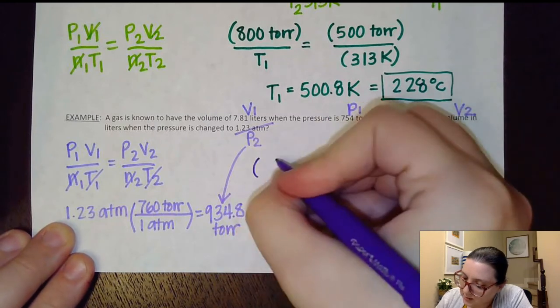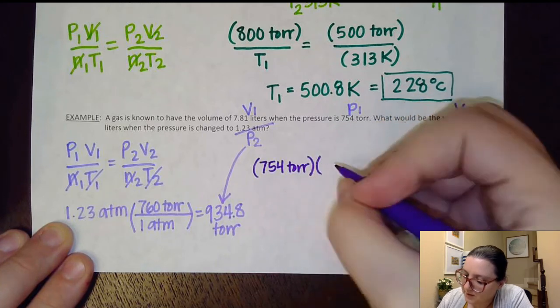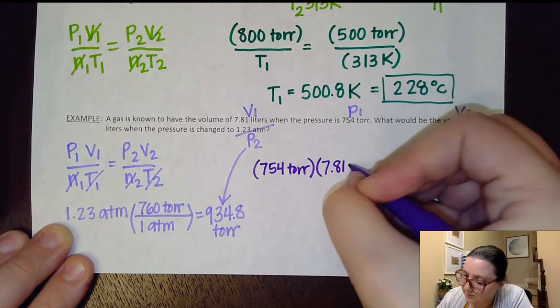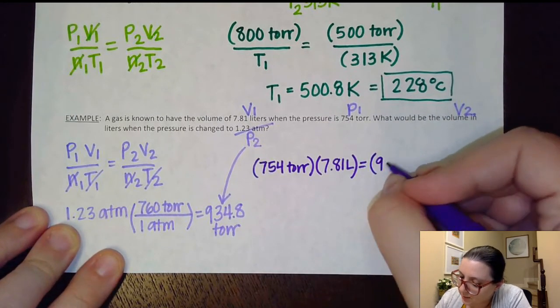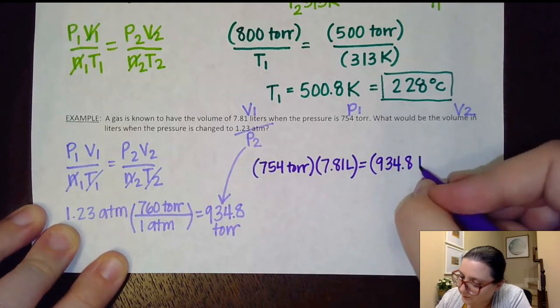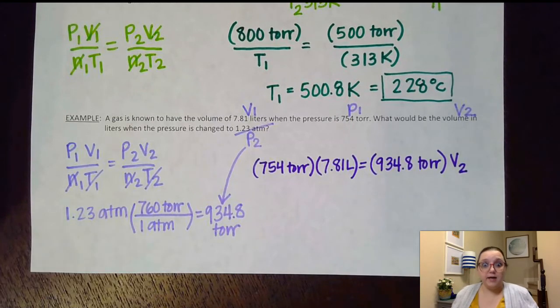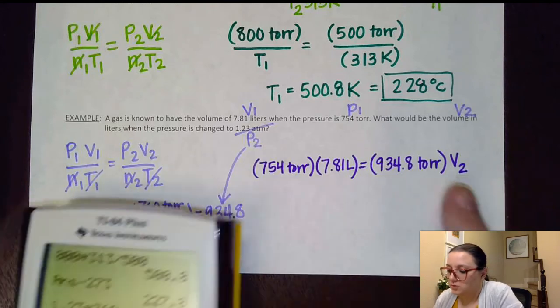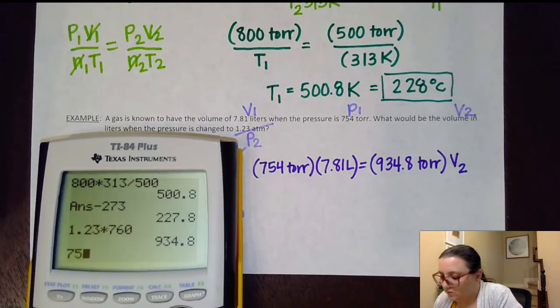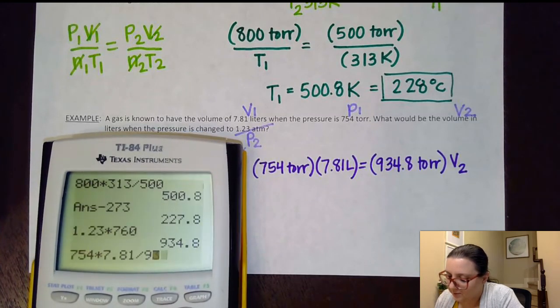So my P1 is 754 torr. My V1 is 7.81 liters. My V2 is what I'm looking for. My P2 is 934.8 torr. Again, if it makes you feel better, instead of putting V2, you could always put X there as what you're trying to solve for. So to get V2 by itself, I'm going to divide by the 934.8 torr, since those are multiplied. So that's going to be 754 times 7.81 divided by 934.8.